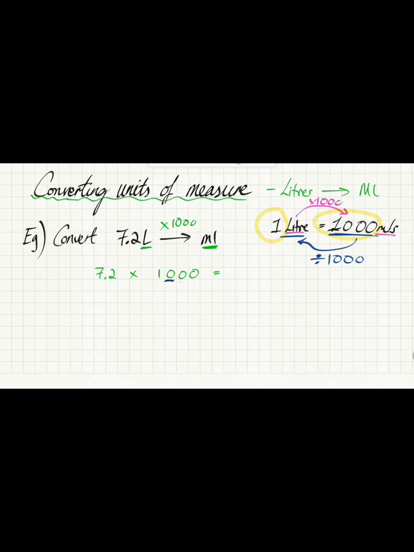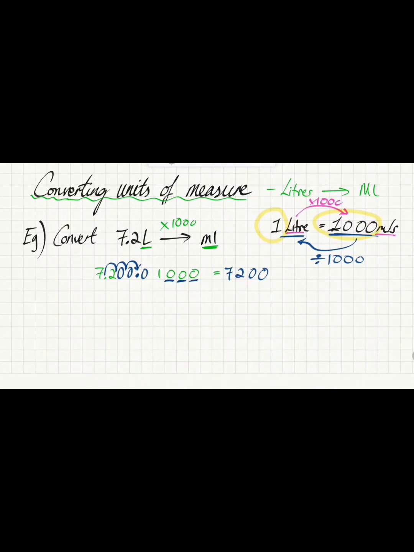So we'll count the zeros, 1, 2, 3. There's 3 zeros, which means that we jump 3 times using the decimal point. 1, 2, 3. We jump and dump the decimal point and fill in the mountains with zeros. And therefore your answer is 7,200.0, but we don't need the 0.0 at the end, so your answer is 7,200.